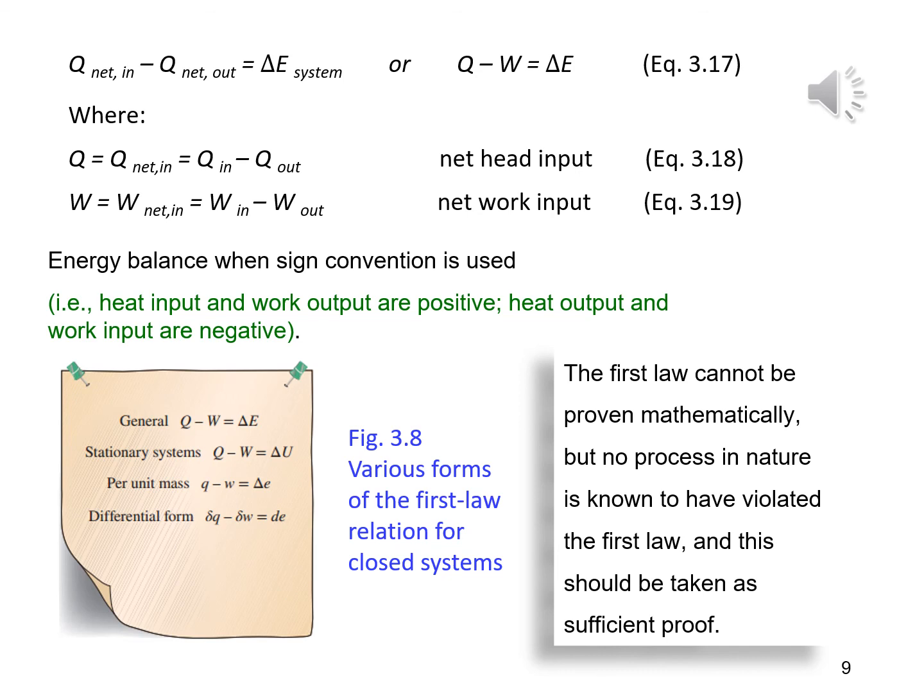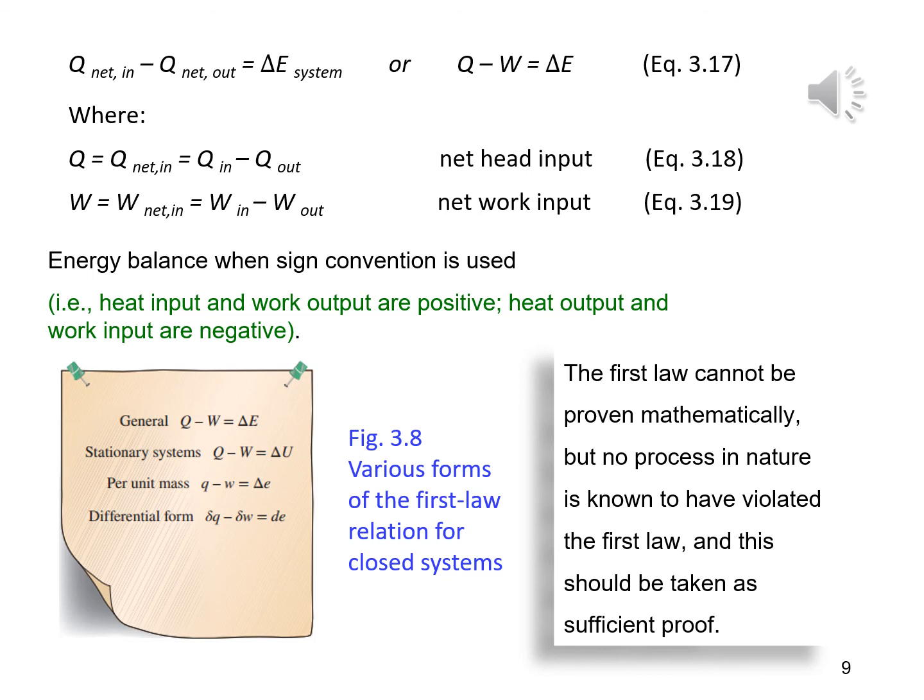The energy balance relation in that case for a closed system becomes equation 3.17, where Q = Q_net = Q_in minus Q_out is the net heat input, and W = W_net = W_out minus W_in is the net work output. Obtaining a negative quantity for Q or W simply means that the assumed direction for the quantity is wrong and should be reversed. Various forms of this traditional first law relation for closed systems are given in figure 3.8.